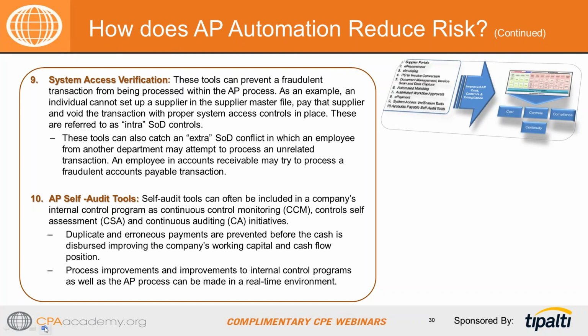The last one is also one of my favorites. Self-audit tools can be included in your internal controls program or your client's internal controls program, and self-assessments, as well as continuous auditing initiatives. And what these tools basically do is they have payment data, and there's algorithms that are in place using fuzzy logic, and they look at the duplicate payments using some of the classifications we already talked about.